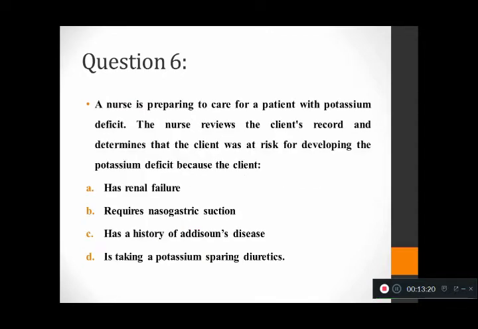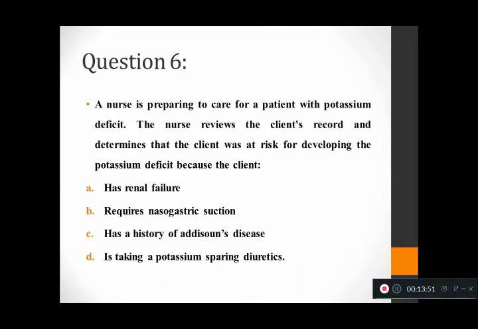The next question, number 6. A nurse is preparing to care for a patient with potassium deficit. The nurse reviews the client's record and determines that the client is at risk for developing potassium deficit because, the options are: the client has renal failure, requires nasogastric suction, has a history of Addison disease, and is taking potassium-sparing diuretics.